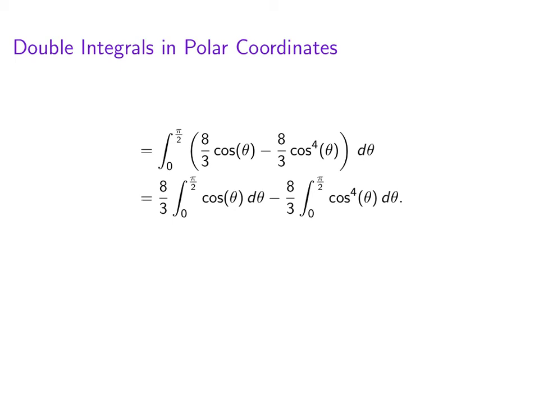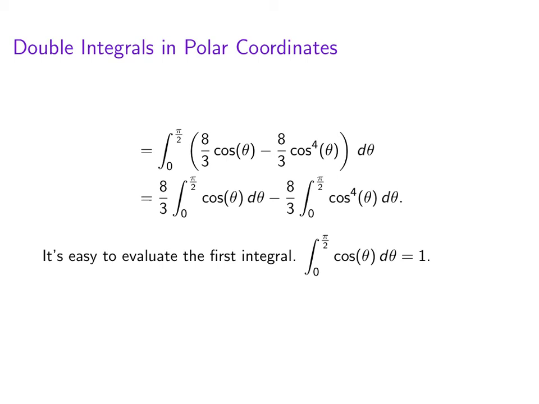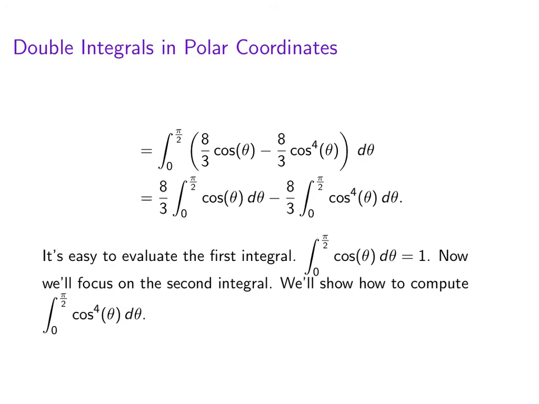All right, I'll split this up. Now that first integral is really easy to evaluate. You just get 1. You work out the details. Let's focus on the second integral, which is a lot harder. Let's just show how to compute the integral from 0 to pi over 2 of cosine to the 4th theta d theta.